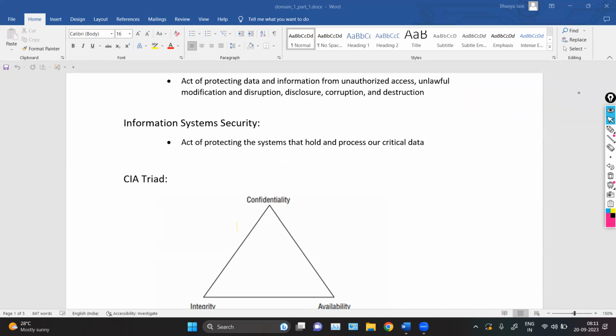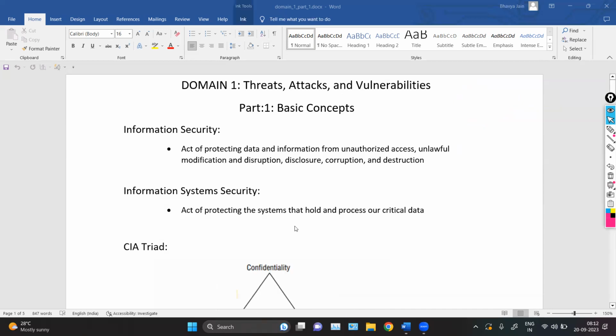Okay, like for every authorized user at a given period of time, and without any latency, meaning without any disruption. Okay. So information system security is the act of protecting the systems that hold and process our critical data. That is clear, like what is information security and what is information system security, which is like we are protecting the information system as well.